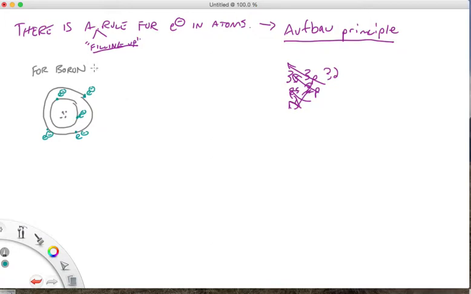So we write the electron configuration for boron like this. We have a special way of writing it. For boron it is B colon 2 dash 3. That 2 means there are 2 electrons in the first shell, and there are 3 electrons in the second shell.